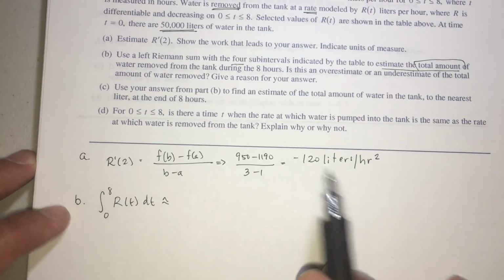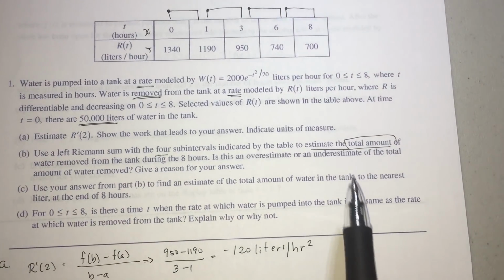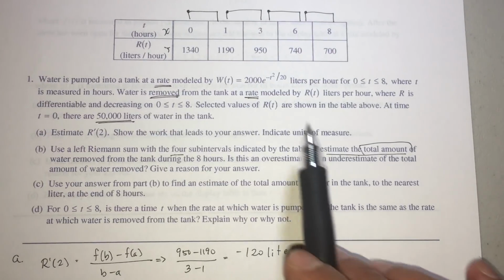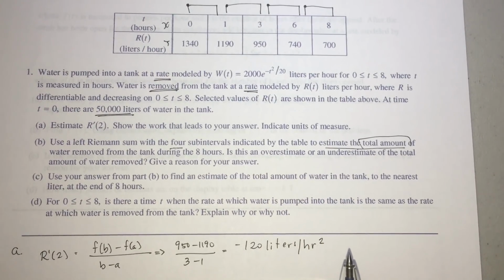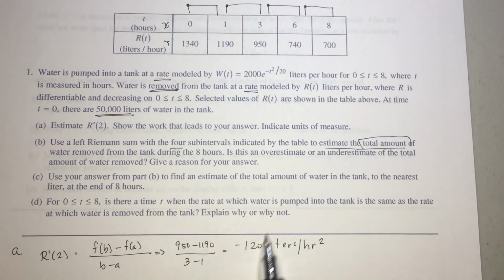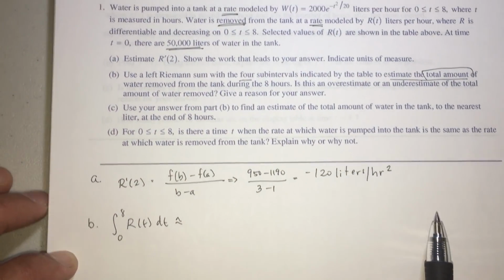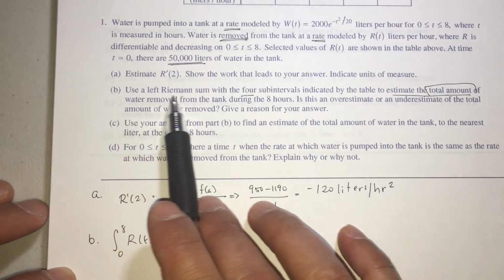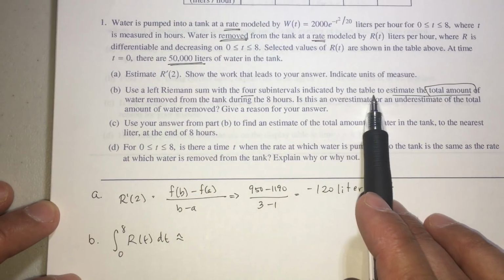All right, guys. Now the last thing I want to make sure you do is put the units. It says indicate the units of measure. If they don't ask for it, you don't give it. But they always ask for units of measure. If you don't give this, they're going to take away a point. Very important. The second part says use a left-hand Riemann sum with 4 subintervals indicated by the table.